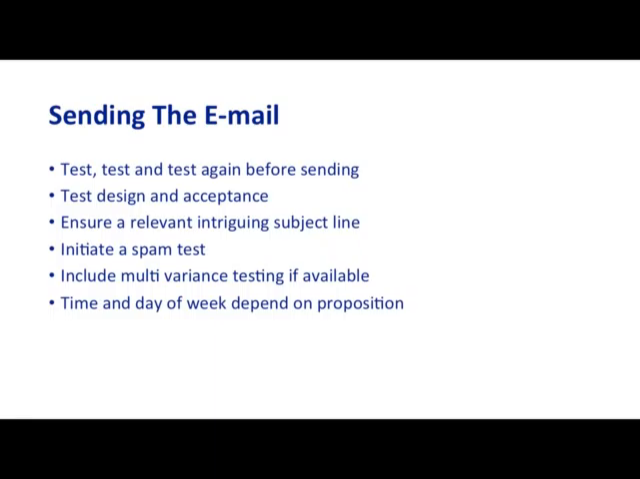Initiate a spam test. Again, most email software providers will provide you the ability to run your email through a spam test, and include multivariate testing if available. Testing things like moving buttons slightly or the colour of something will allow you to continually learn about the deliverability, the open rate, and how successful your email marketing is. And the time and day of the week, test that as well. We often find that people will open emails at different times of the day. Now with smartphones, people generally open them within sort of 5 minutes to half an hour of receiving them. So don't be sending emails out at 2 o'clock in the morning.